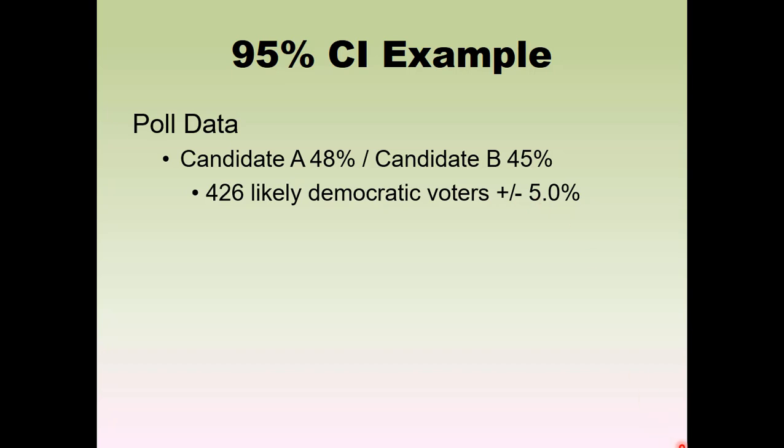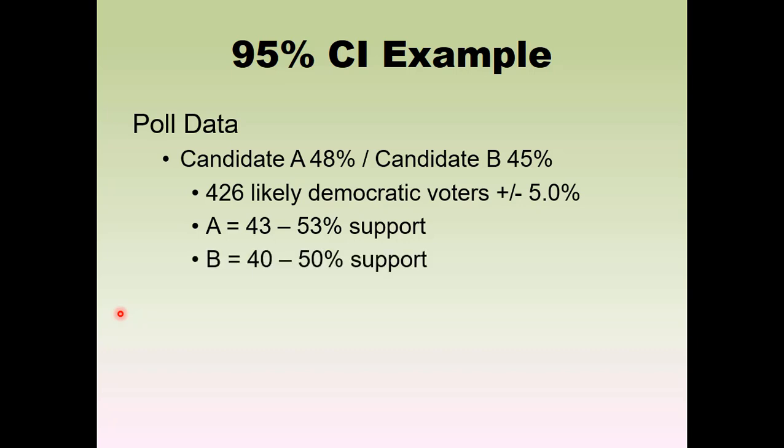So in this case, if we're to properly interpret this data, what we would say is that we can be 95% certain that the true support for candidate A is somewhere between 48 minus 5 and 48 plus 5%, so somewhere between 43 and 53%. Candidate B is somewhere between 40 and 50%. So we take 45 minus 5%, 45 plus 5, and so we get this range of data here.